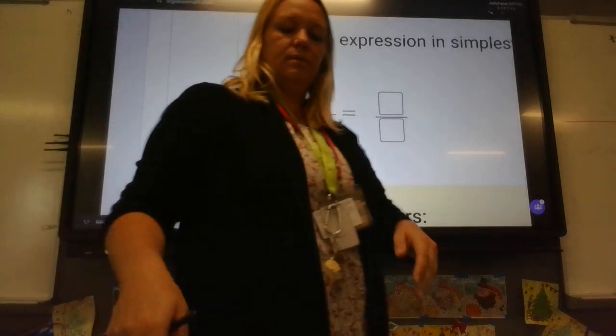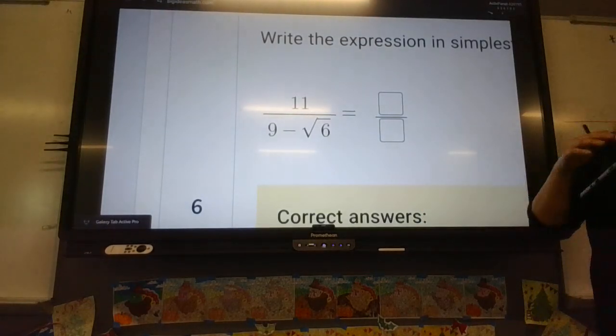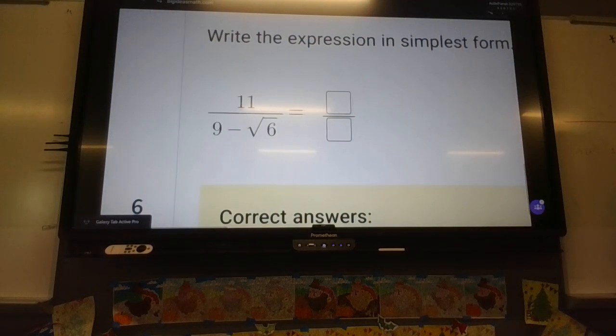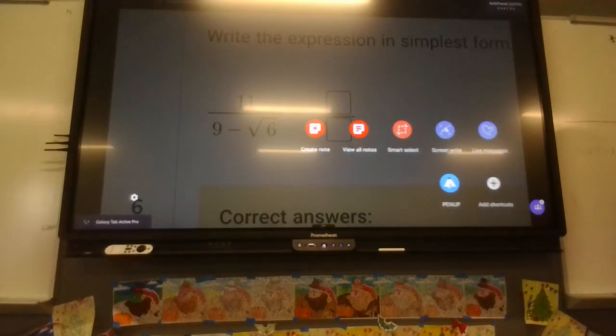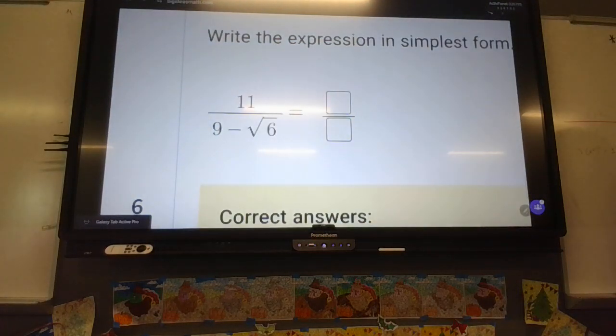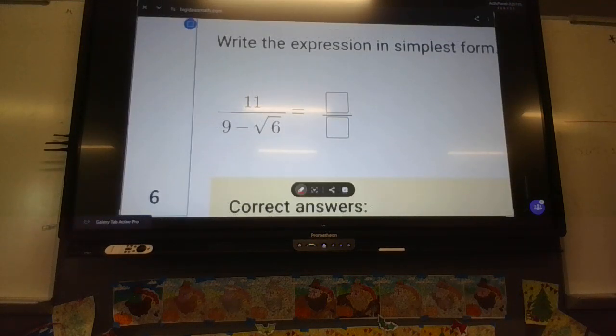So if you ask me about number 6, I'm not answering it. I'm doing it right now. So we're going to use the conjugate. Did I do this one already? Did I do this one on Friday? No. Okay. So we're going to turn this into a multiplication sign.